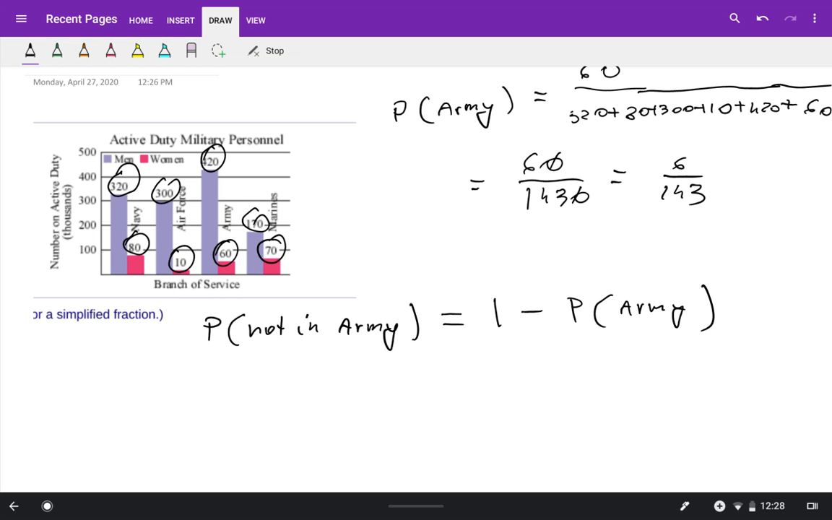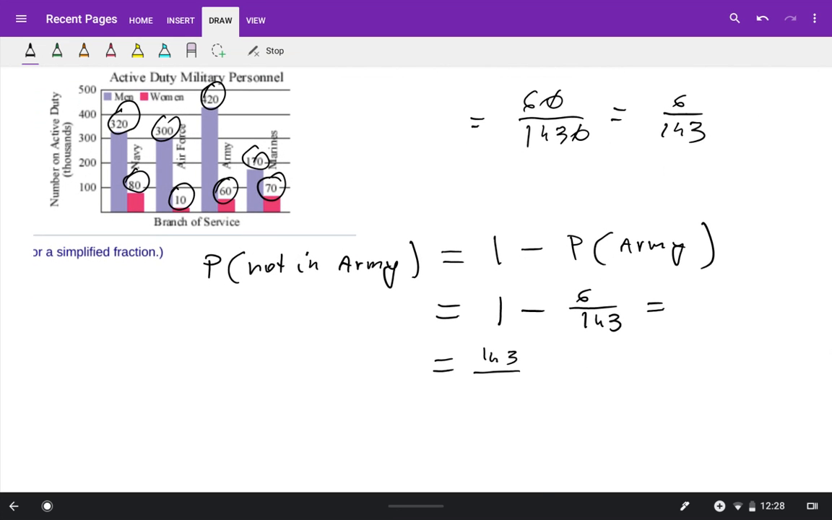So the probability that I'm selecting somebody not from the army is 1 minus the probability that I select army, 6 over 143. And 1 you can rewrite as 143 over 143 minus 6 over 143. So we're having 143 minus 6. We're getting 137 over 143. I think that cannot be reduced. 137 over 143.